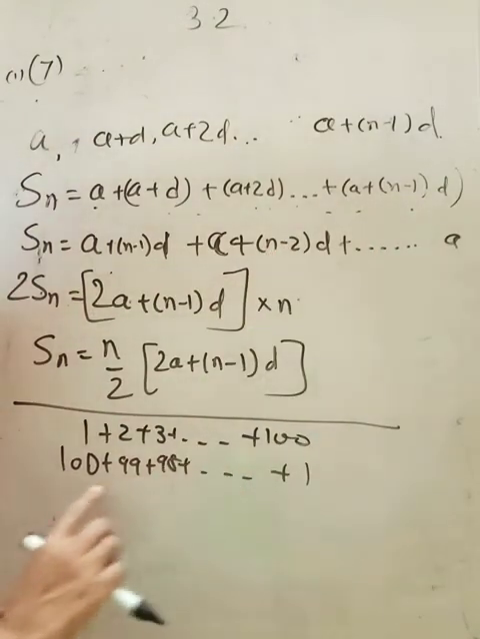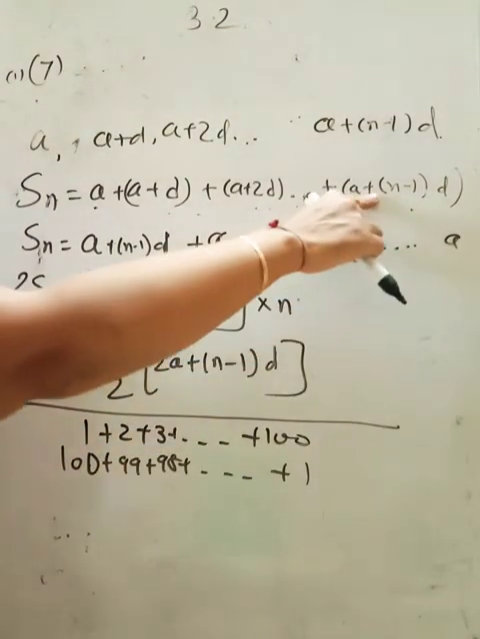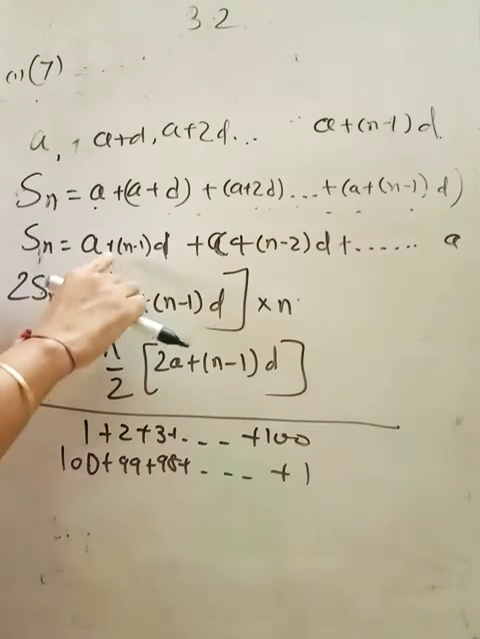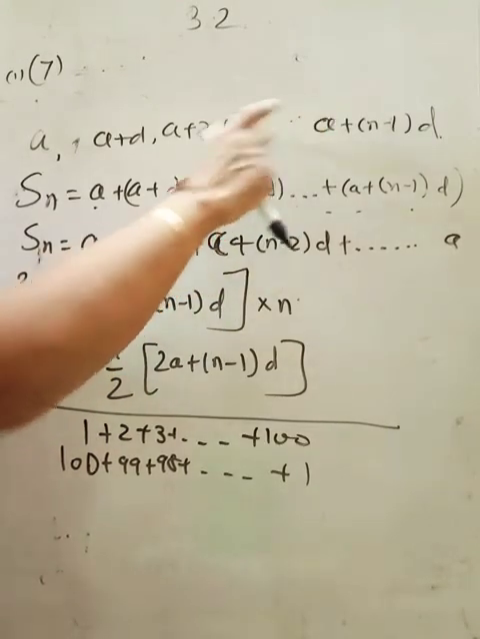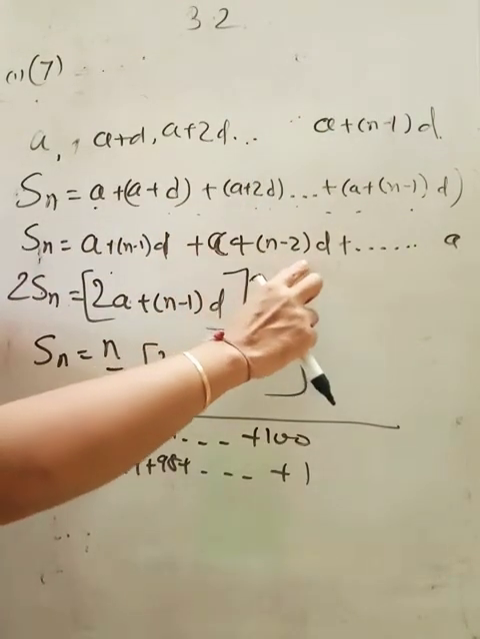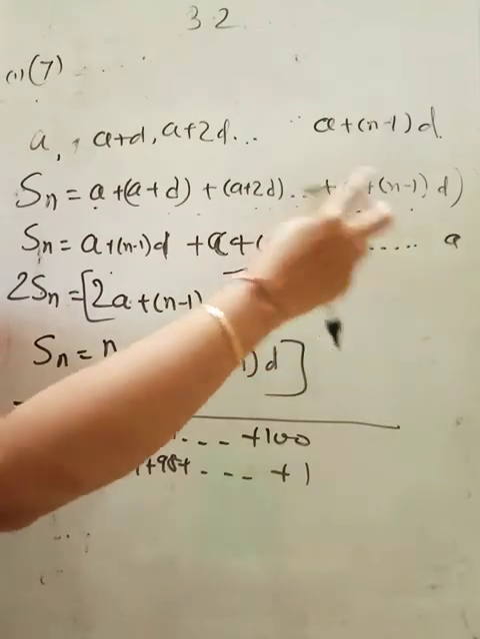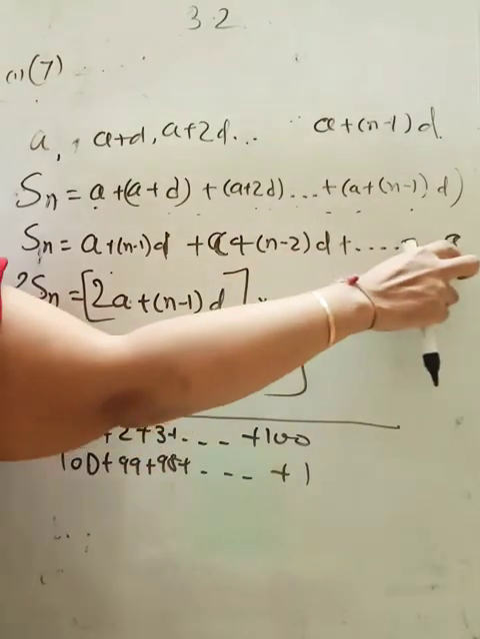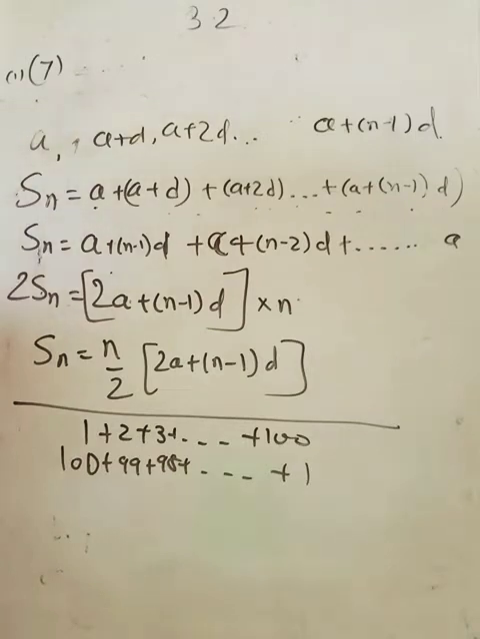अभी उल्टा लिखोगे तो कैसे आएगा? तो मैं ये first लिखूंगी a plus n minus 1 into d. फिर इसका previous term क्या था, a plus n minus 2 into d, फिर a plus n minus 3 into d, ऐसे करके last में a आएगा. Right, ये तो समझा.